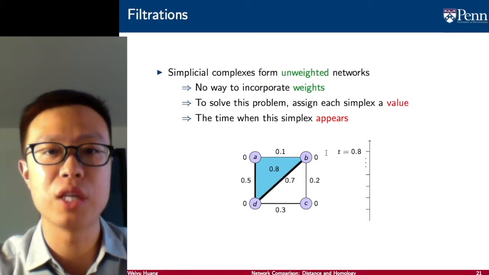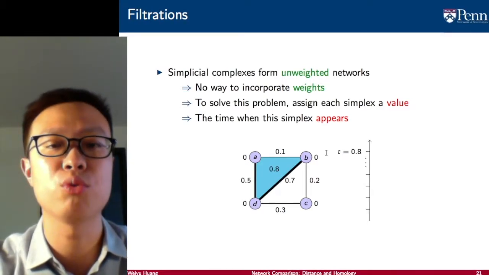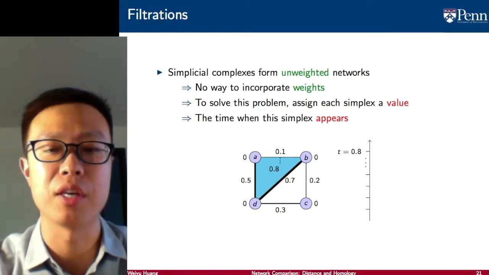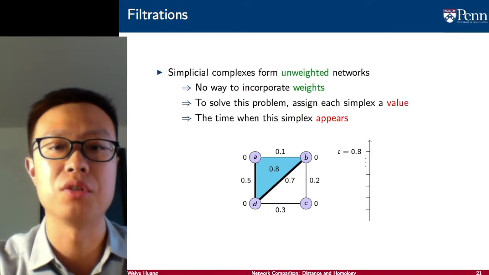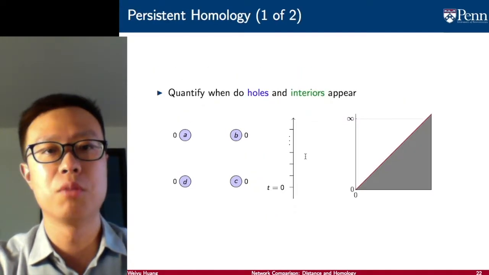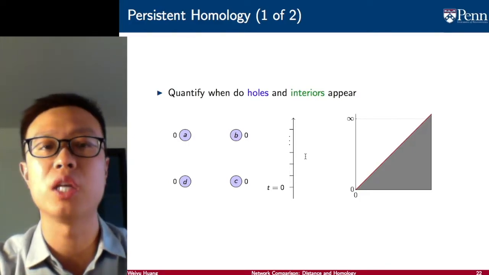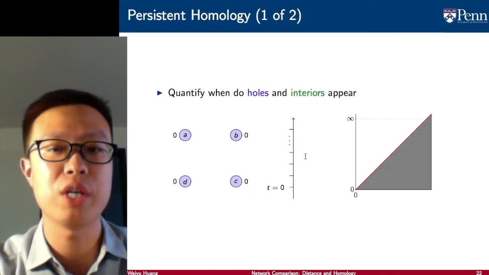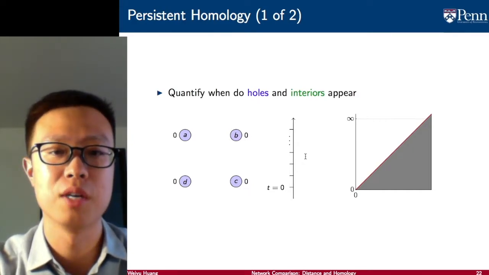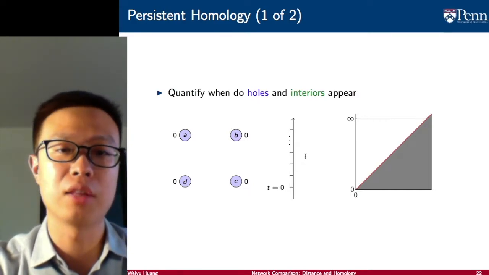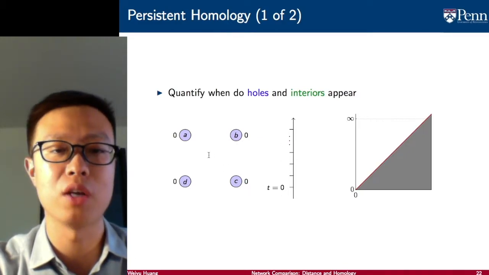This kind of inclusion of simplices continues to happen until we have everything in the simplicial complex added to this filtration. The persistent homology is then defined as the holes without interiors for this filtration of simplicial complexes. To be more specific, at time t equals 0, we don't have any holes.